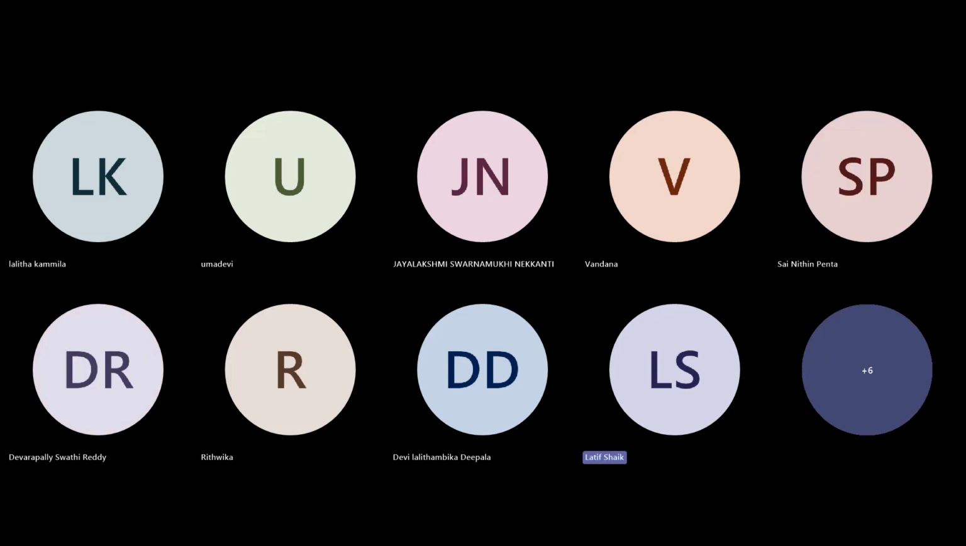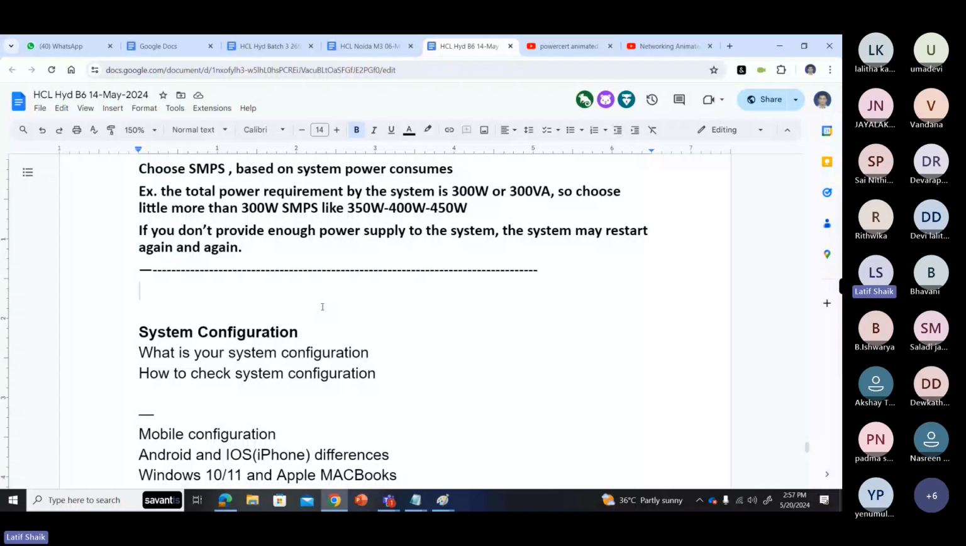Today we are going to discuss what your system configuration is. We'll find out how to check the system configuration, and the different ways to check it in the Windows operating system. Of course, in different operating systems, different ways are there. In Windows itself, we have different ways to get the system configuration.